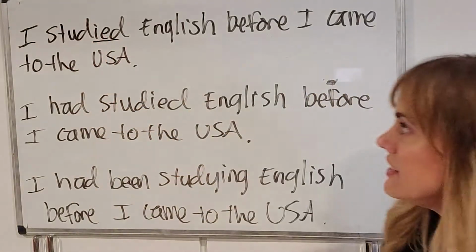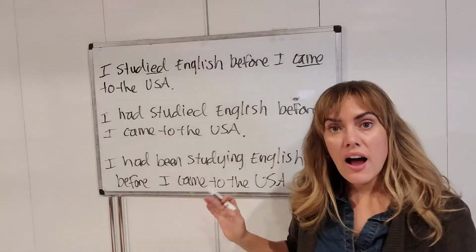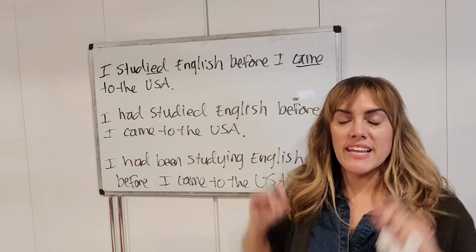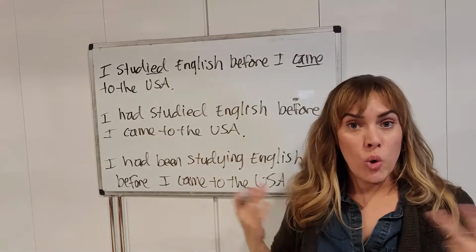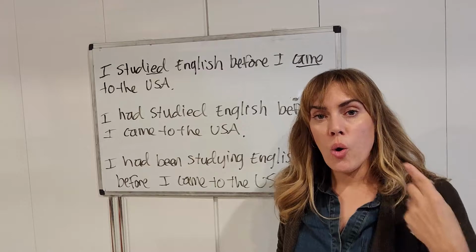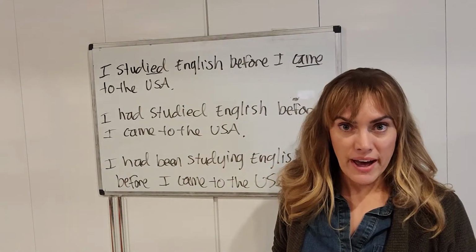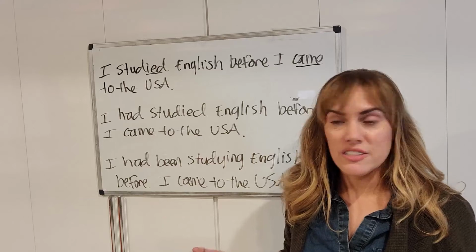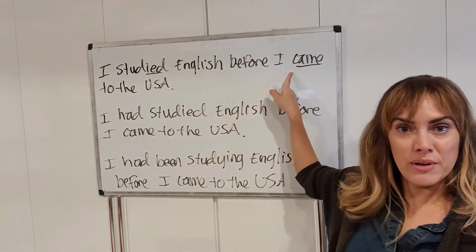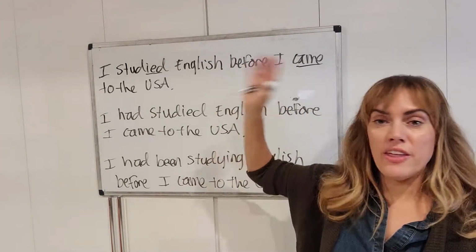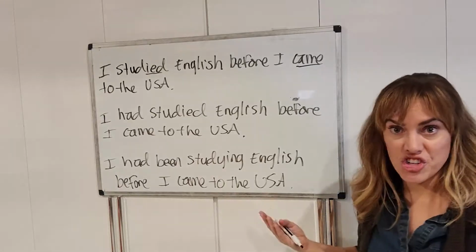I studied English before I came to the United States. Here I have two verbs in the simple past. What am I saying? I'm saying one thing happened in the past and another thing happened in the past. Which one started first? This one was first, and then that one happened. But they're both finished. They both happened in the past. So it would look like this on a chart.